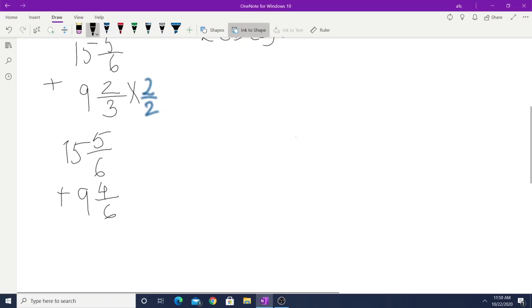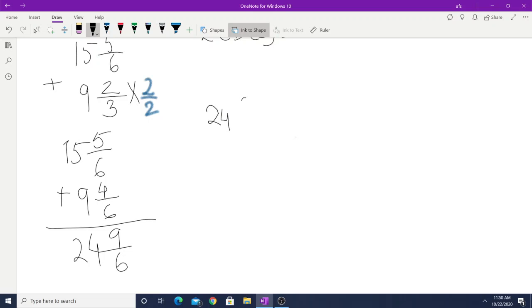Okay? So I get this, and guess what? Because I have the same denominator, I'm ready to go ahead and add, and I get 24 9/6. Okay? I'm going to bring that over here, and let's talk about 24 9/6. Do we think we can leave that as an answer? No, of course not, because your fraction is not simplified.